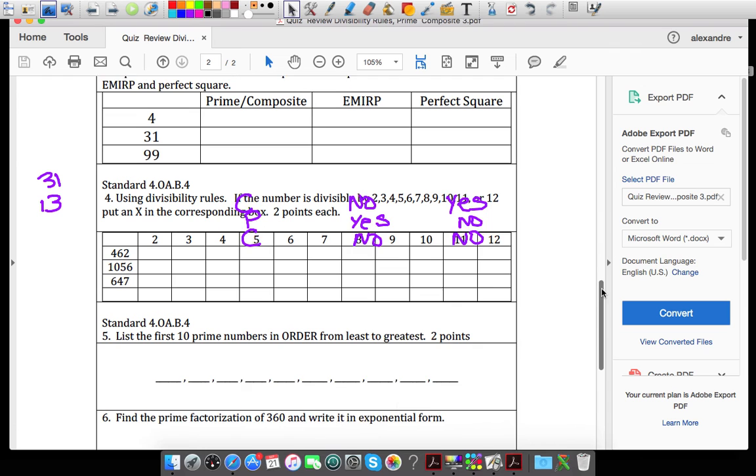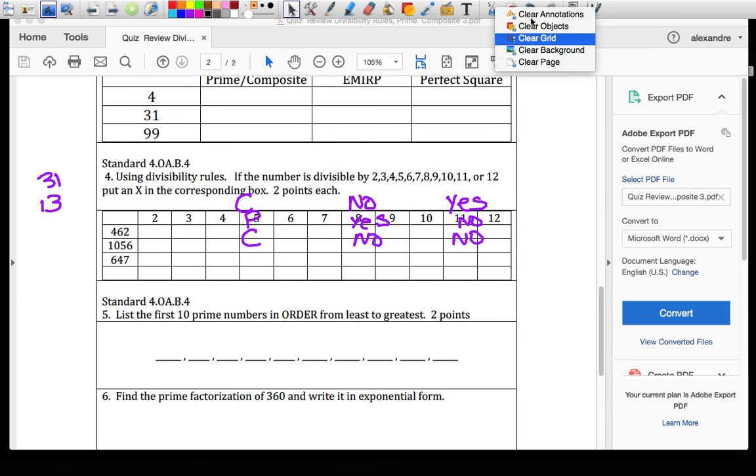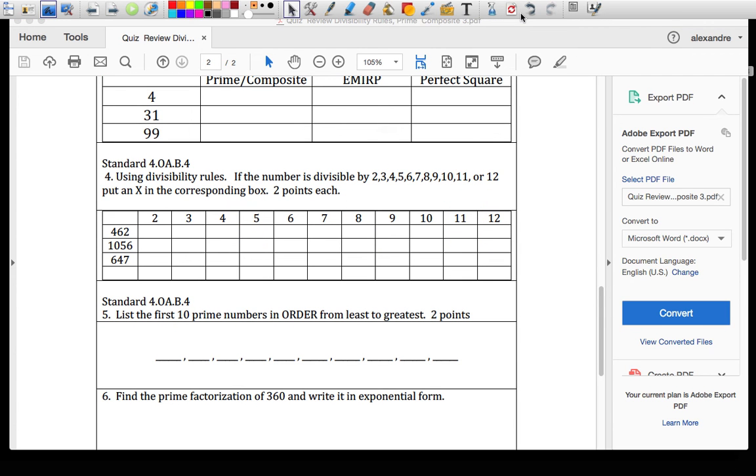Let's scroll this down a little bit. Let's clear the page. Okay. So now this one might take you a little bit, but if you are familiar with the divisibility rules, it shouldn't take that long. Definitely 2. Check. It's divisible by 2. 1056 divided by 2. This is a no. I only want you to put a check on the ones that actually match.